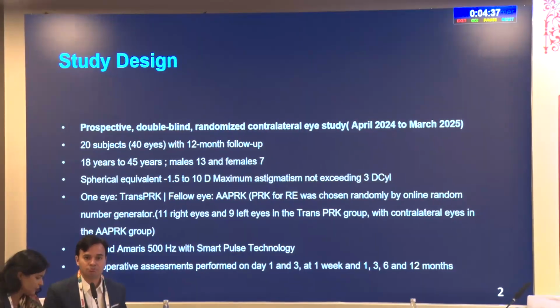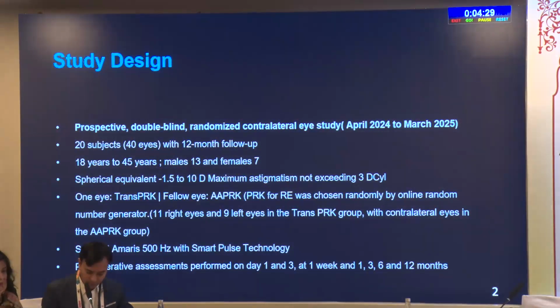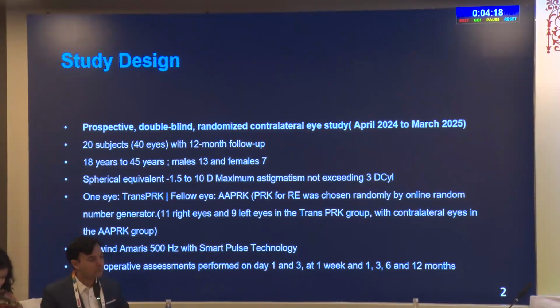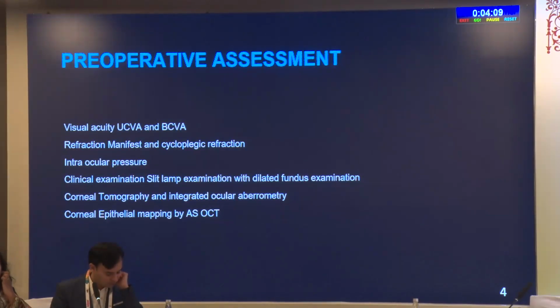There were 20 subjects with 12-month follow-up, in the age group of 18 to 45 years, with spherical equivalent from minus 1.5 to 10 diopters. One eye was randomly allotted trans PRK, and the other eye had alcohol-assisted PRK. We employed the Schwind Amaris 500 Hertz with SmartPulse technology. Post-operative assessment was performed on day 1, day 3, week 1, and 1, 3, 6, and 12 months. These were the exclusions, and the preoperative assessment included uncorrected and best corrected visual acuity, refraction, intraocular pressure, slit lamp examination, fundus examination, tomography, and corneal epithelial mapping as well.